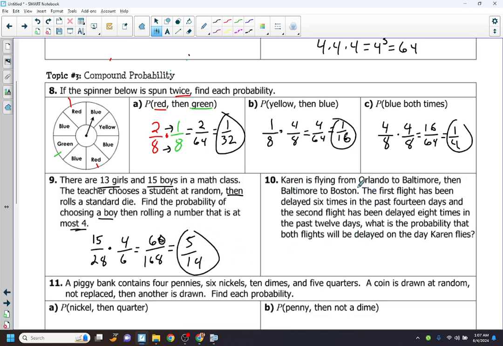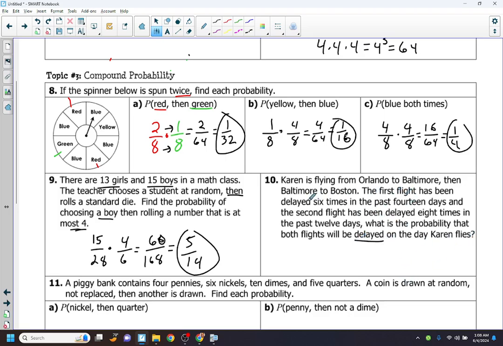All right, Karen is flying from Orlando to Baltimore, then Baltimore to Boston. The first flight has been delayed 6 times in the past 14 days, and the second flight has been delayed 8 times in the past 12 days. What's the probability that both flights will be delayed on the day that Karen flies?